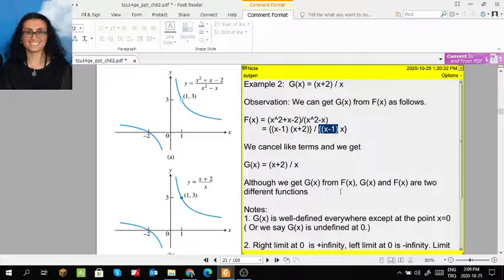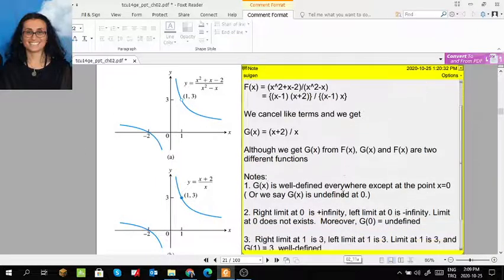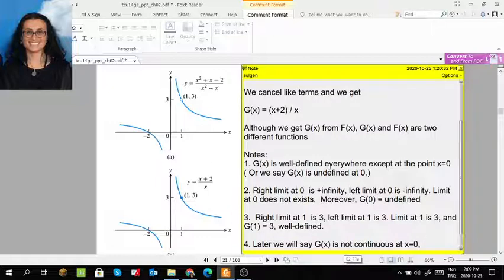Although we get g of x from f of x, g of x and f of x are two different functions, very important, okay? Two different functions, as you see in the graphs as well. I have written some notes here. g of x is well defined everywhere except 0. g of x is undefined at 0, you can also say that.